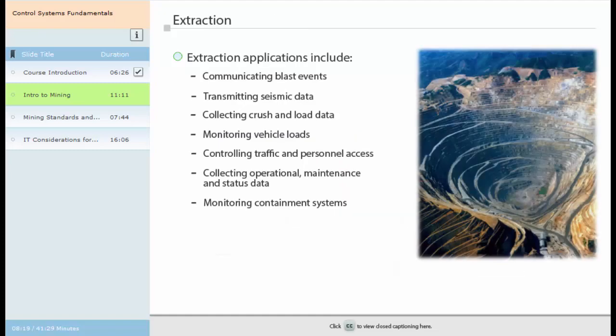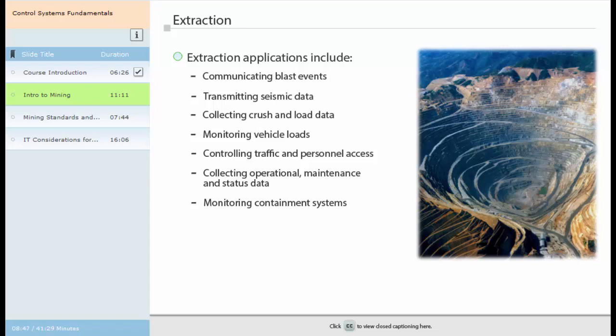The extraction phase is where minerals are found and removed from the earth. In modernizing the mining industry, the following extraction applications may be used. Communicating blast events throughout the extraction site. Transmitting seismic data to remote controller locations. Collecting crush and load data. Monitoring vehicle loads. Controlling traffic and personnel access in and out of extraction sites.